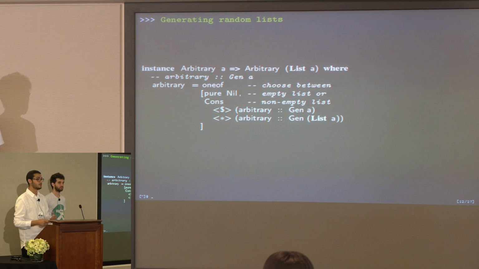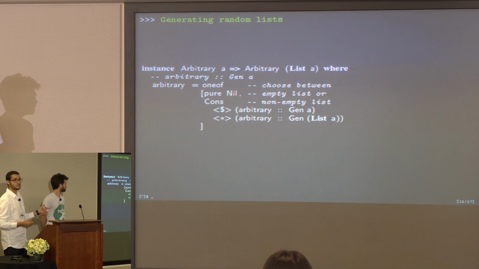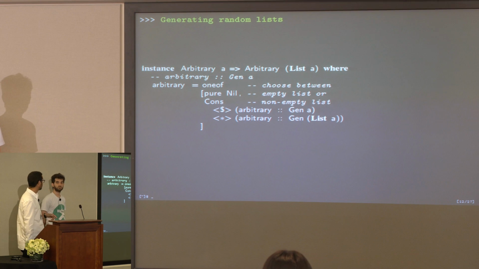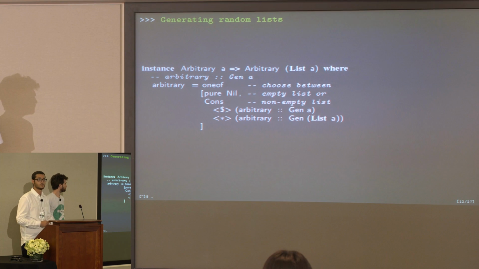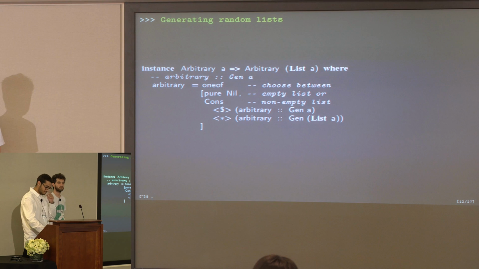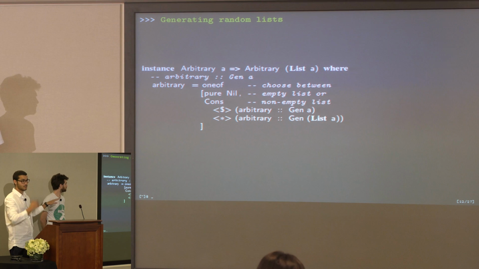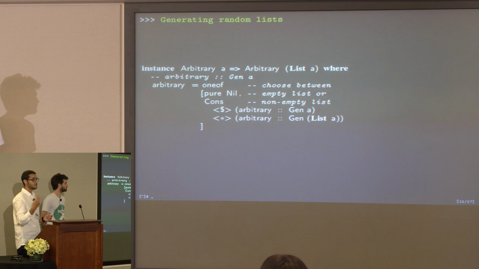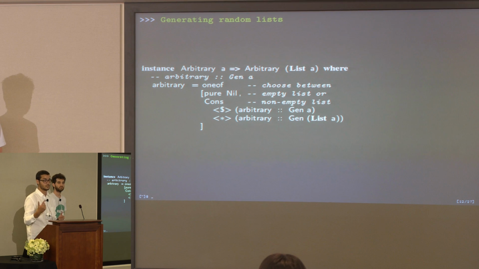So to generate a list, we have to choose between an empty list and a list with at least one element. oneof is a function provided by the QuickCheck library. It chooses with the same probability one of the generators in the list. So we choose with the same probability an empty list and a list with at least one element. We can extrapolate from this example that we choose between all the constructors for a given type. This type, List, for example, has two ways of building a new list. One is Nil, and the other one is with Cons.